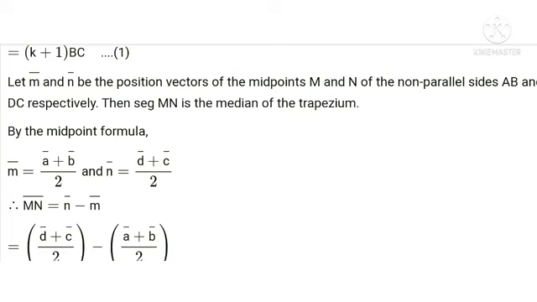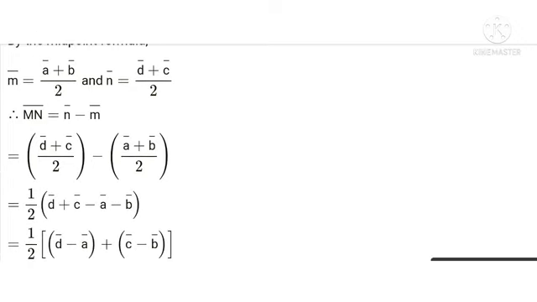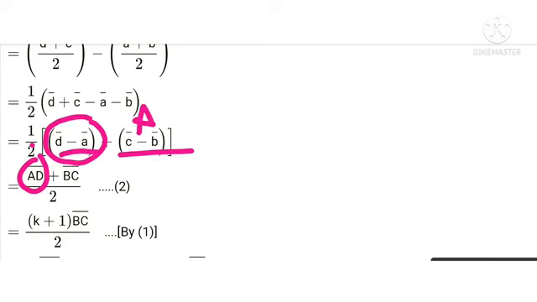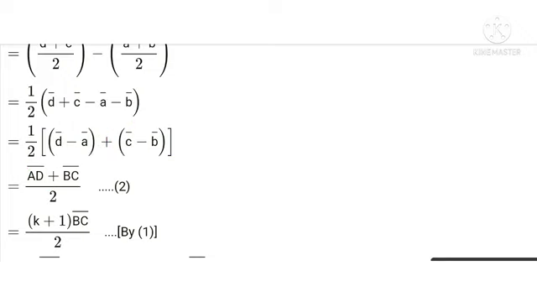Now we know that MN bar we write as N bar minus M bar. Put the values of N bar and M bar. Half is common: D bar plus C bar minus A bar minus B bar. So here half into (D bar minus A bar plus C bar minus B bar). D bar minus A bar means AD bar, and C bar minus B bar means BC bar. So here we get (AD bar plus BC bar) upon 2. Put the value of AD bar plus BC bar, (k plus 1) BC bar upon 2.